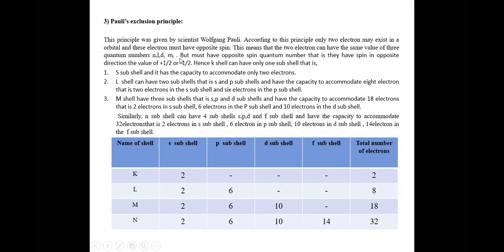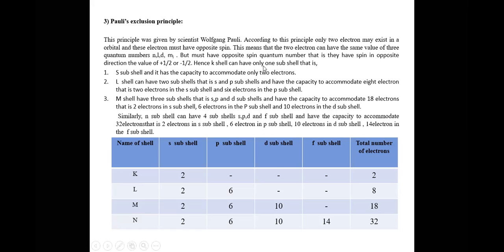These are the three quantum numbers that the two electrons can have, but they must have opposite spin quantum numbers. That is, they have spin in opposite directions, with the value of plus half or minus half. Both the electrons should have opposite spin, with the values either plus half or minus half.